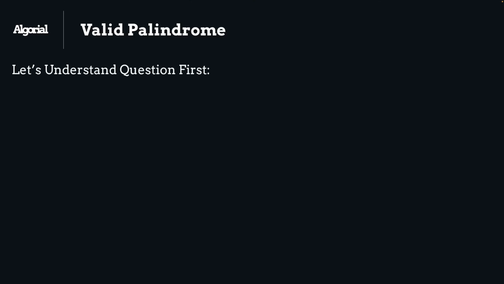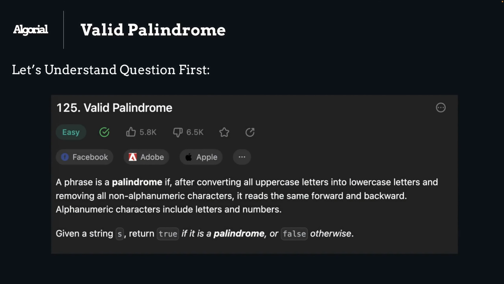Okay, let's go through the problem first. A phrase is a palindrome if after converting all uppercase letters into lowercase letters and removing all non-alphanumeric characters, it reads the same forward and backward. Alphanumeric characters include letters and numbers. Given a string s, return true if it is a palindrome or false otherwise. So let's see some examples to further understand this problem.